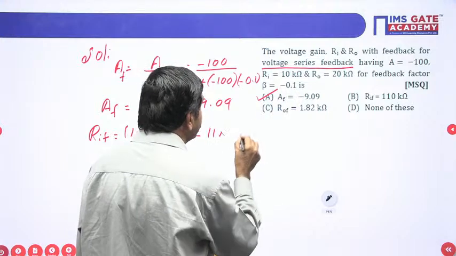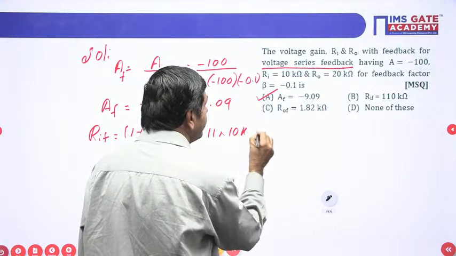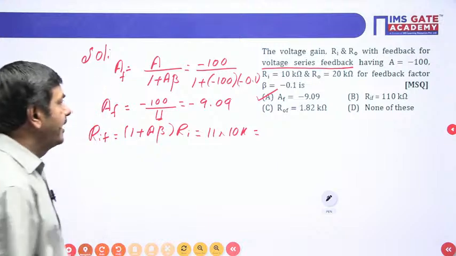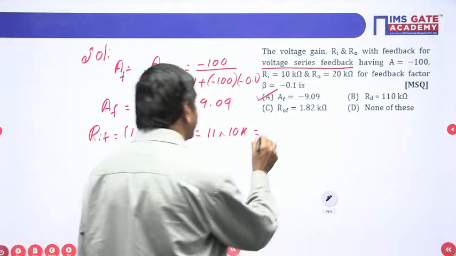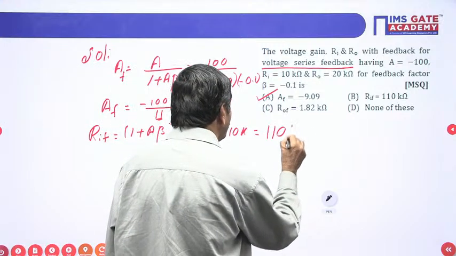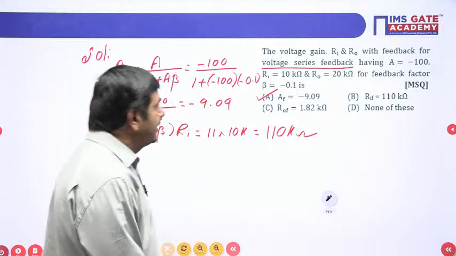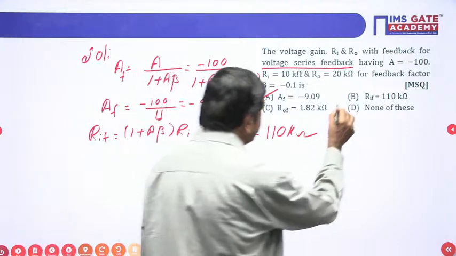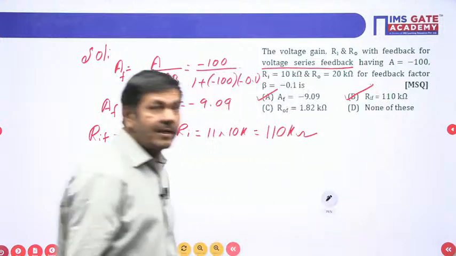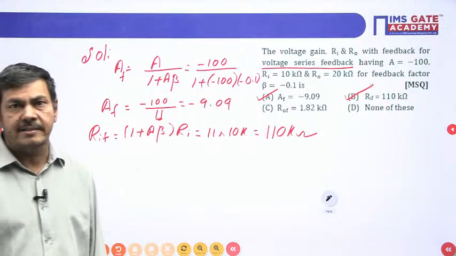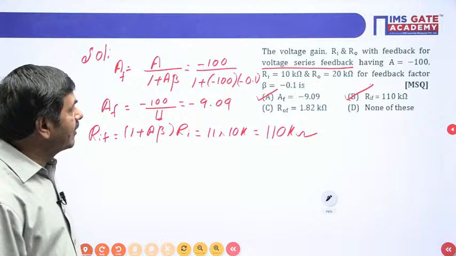RI is 10K, so 11 into 10K, we get 110 kilo ohm. 110 kilo ohm means B is also correct. RIF is 110 kilo ohm as given, so that is also correct. And we can check whether RYF is correct or wrong.